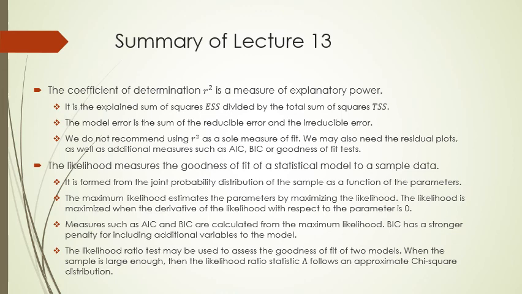Measures such as AIC and BIC are calculated from the maximum value of the likelihood function. BIC has a strong penalty for including additional parameters to the model. The likelihood ratio test may be used to assess the goodness of fit of two models. When the sample is large enough, the likelihood ratio statistic follows an approximate chi-square distribution. Its degree of freedom is the dimension difference between the two models.